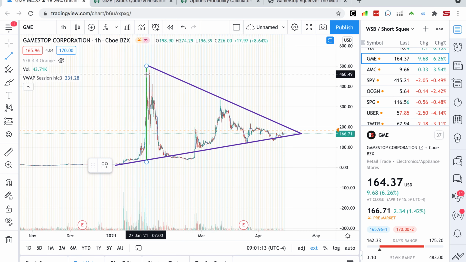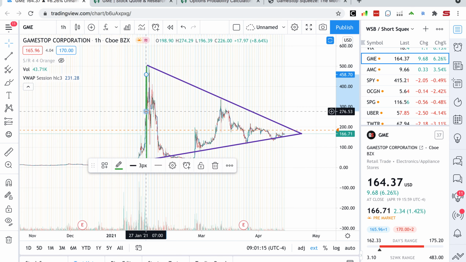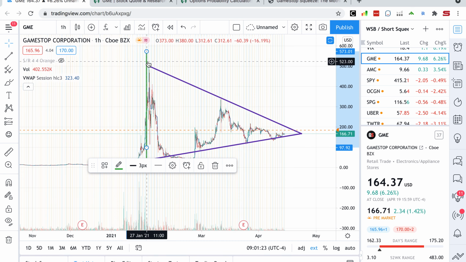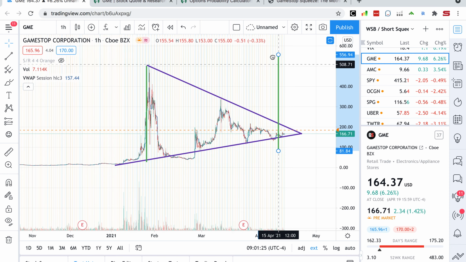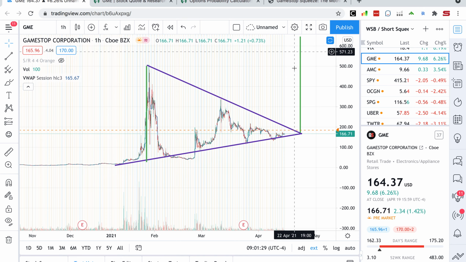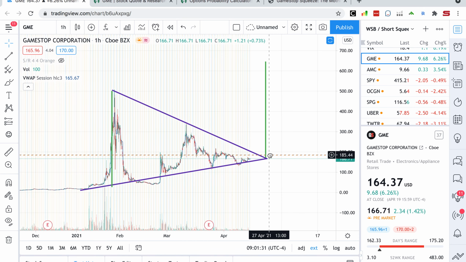Oh, hold on a second. Before that, we have to clone this. Oh shoot, what did I do? All right, we're going to take this line and clone it. Bam. We're going to move this over to here. And now we have a point where this wedge could possibly break out, right?